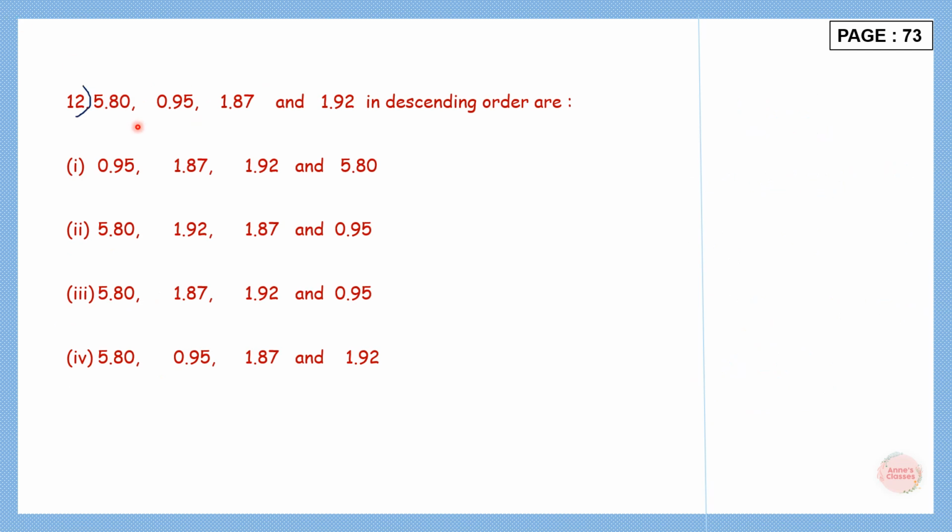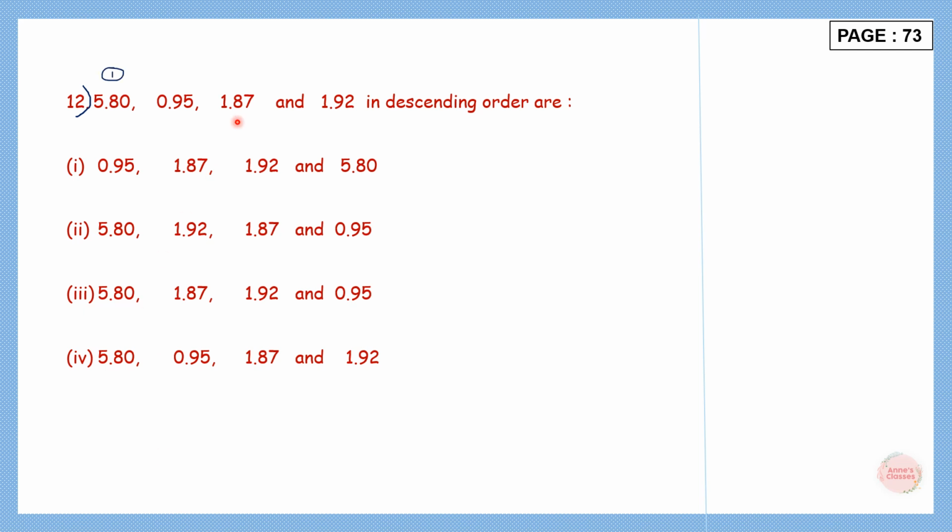Question 12. We have 4 decimal numbers here and we have to write them in descending order. Remember, when you're looking for descending order in decimal numbers, first look at the integral part, or the number before the point. So before the point, it's 5, 0, 1 and 1. Descending order means we start with the biggest. So which is the biggest? 5 is the biggest. So we start with 5. So this number should come first.